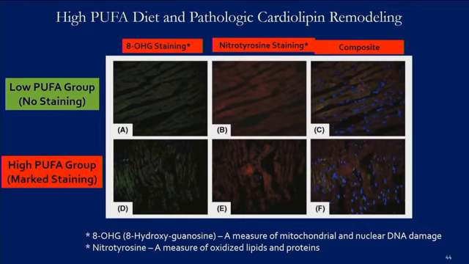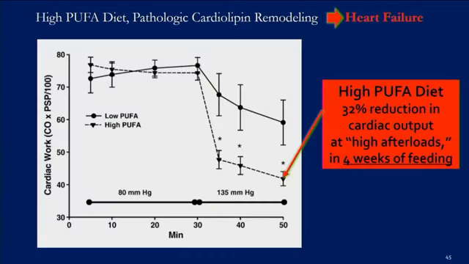Now, if you look at the low PUFA and the high PUFA group, notice that the low PUFA group has no staining. They have no damage to the DNA or lipids or proteins. The high PUFA group has marked staining, marked damage to their DNA and to their lipids and proteins. There's oxidation everywhere in the high PUFA group. So what does this do to them? In 4 weeks, the rats on the high PUFA group have heart failure. Notice they have a 32% reduction in cardiac output at high afterloads, which is a systolic blood pressure of 135 millimeters mercury. They've got heart failure in 4 weeks.